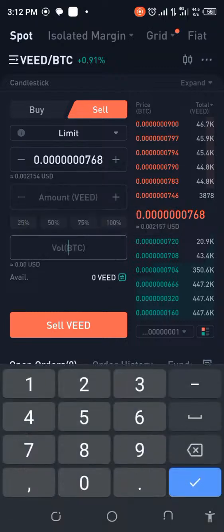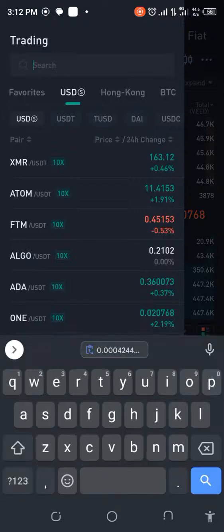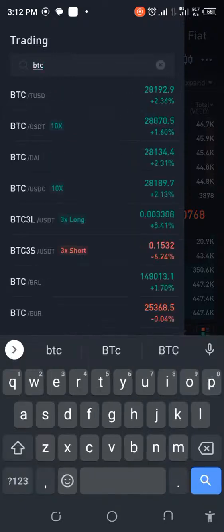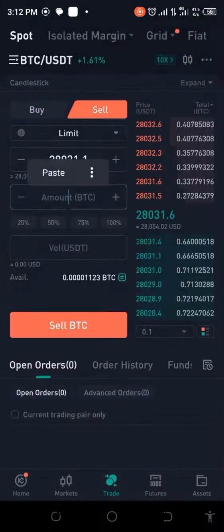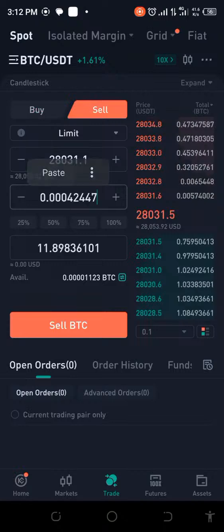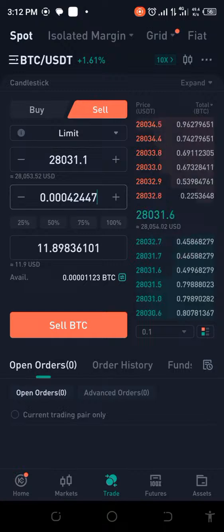Let me see. I will be able to sell VEED USDT, buy VEED USDT immediately, but would I be able to do that for VEED BTC? Not sure. So let me come over here and sell and see how much I'll get. Okay, a little bit less than 11.92, but it's 11.89. We're still in profit. So let's go ahead and get this started.